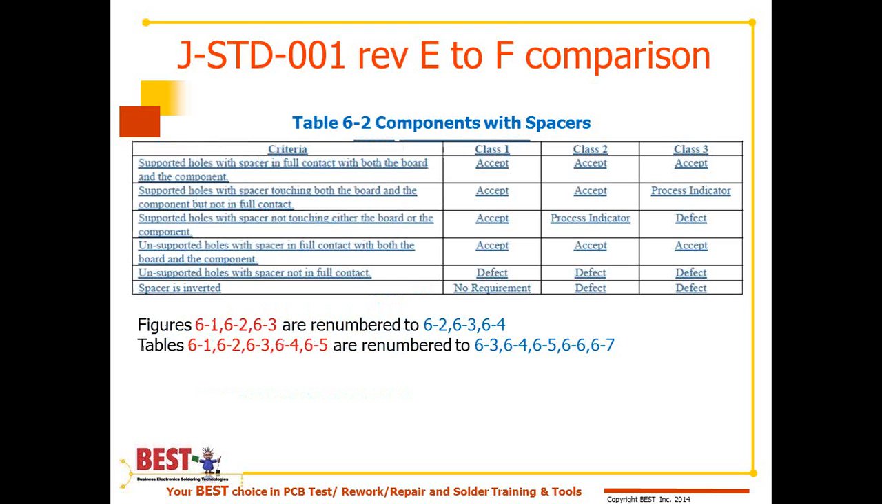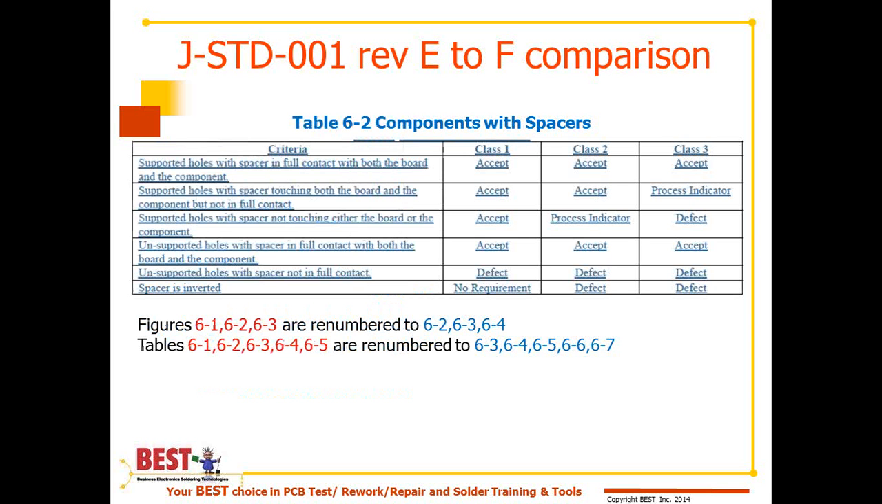You can see how it talks about supported holes with spacer in full contact, where the spacer is touching both the board and the component, but it's not in full contact with it. It's a process indicator for Class 3 now. If it's only touching one of the two parts, either the board or the component, it's a defect for Class 3.